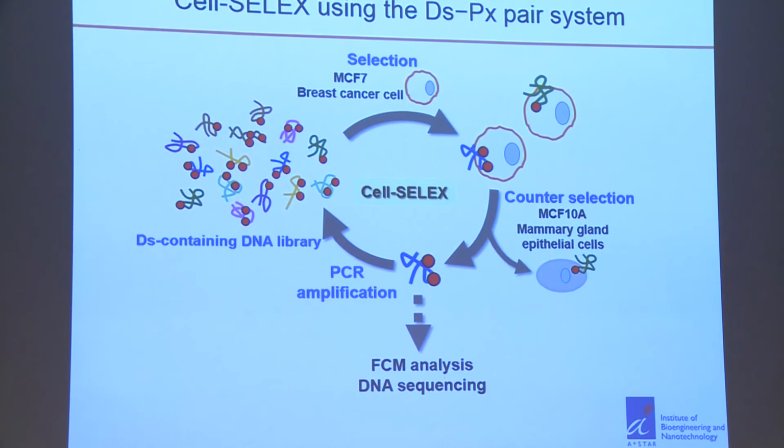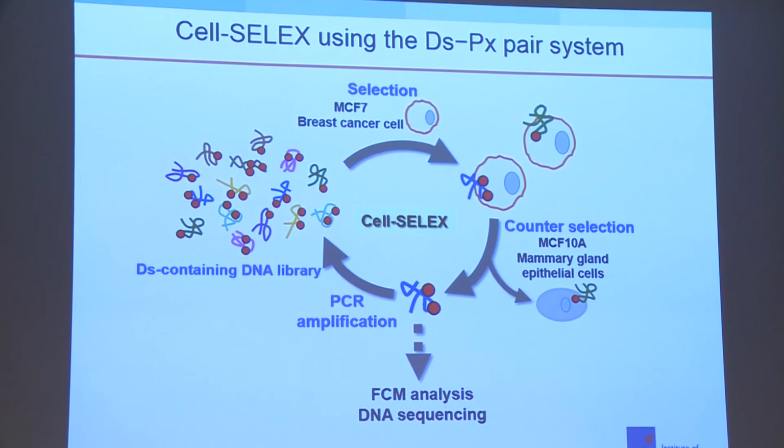So in the last part, I will just talk about cell-SELEX using our natural base pair selection systems. Aptamers' targets are not only proteins, but also cells. So we performed in vitro selection against breast cancer cells. In this case, we just use cells as a target for the selection.